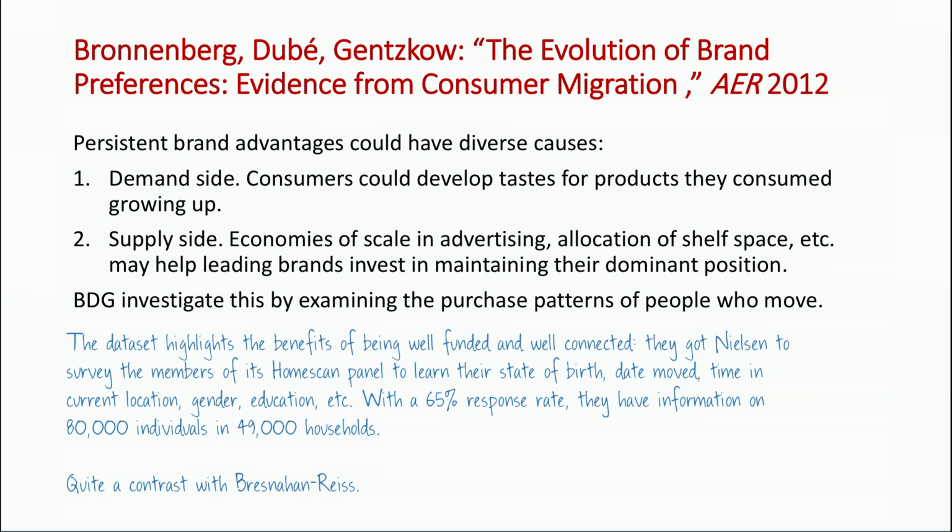Normally you would think you send a survey like that to people, it's very hard to get them to respond, but since this survey was sponsored by HomeScan, who is like an employer of all the HomeScan people, they got a 65% response rate on their survey asking this information. They're able to merge that information together with the people's purchasing patterns, and they get this remarkable data set of 80,000 individuals living in 49,000 households, and they know their life history of moving, and then they can examine what those people purchased.